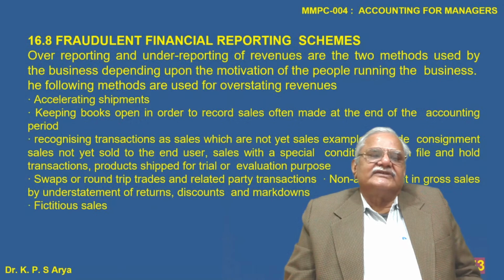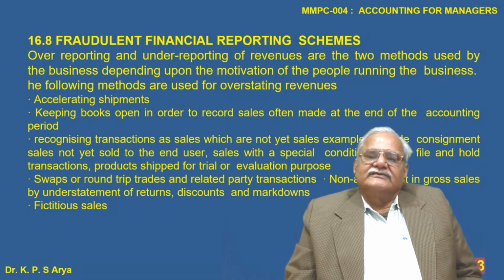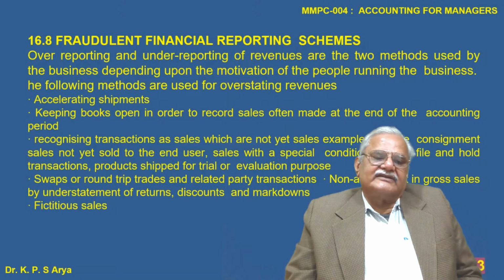In fraudulent financial reporting schemes, over-reporting and under-reporting of revenues are the two methods used by the business, depending upon the motivation of the people running the business. The following methods are used for overstating revenues: accelerating shipments, keeping books open in order to record sales often made at the end of the accounting period, recognizing transactions as sales which are not yet sales. Examples include consignment sales not yet sold to the end user, sales with a special condition, bill and hold transactions, products shipped for trial or evaluation purposes, swaps or round-trip trades, and related party transactions. Non-adjustment in sales by understatement of returns, discounts and markdowns.